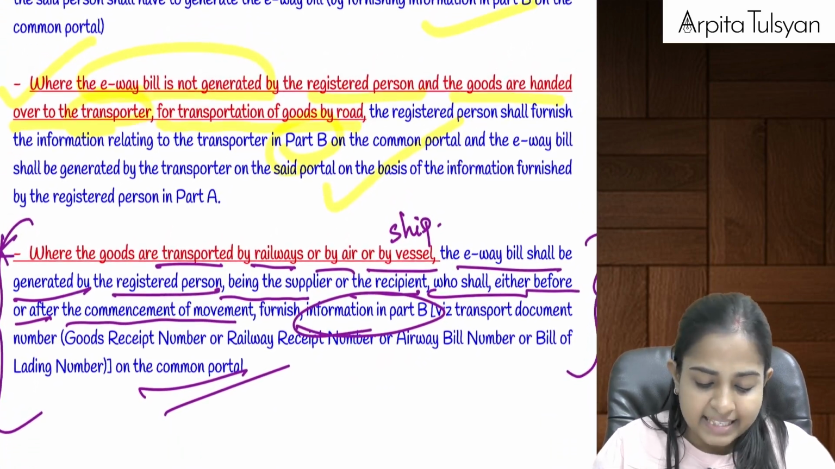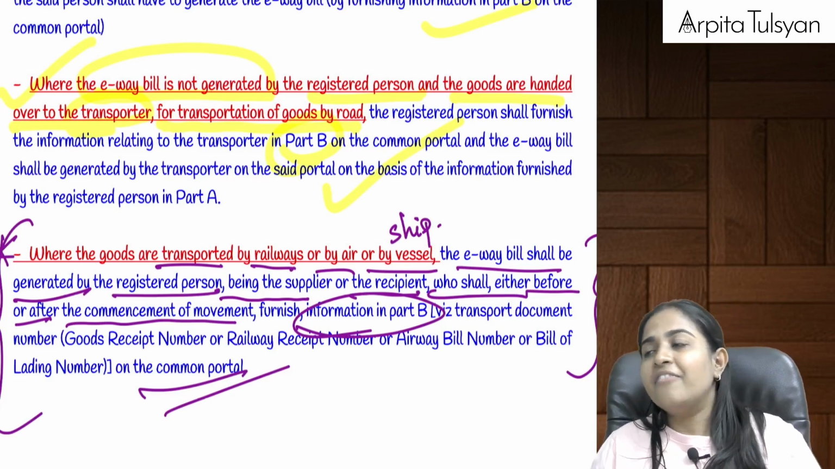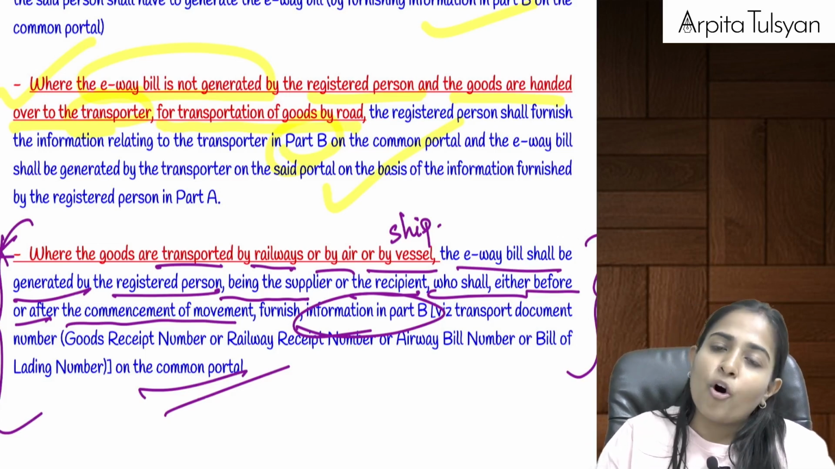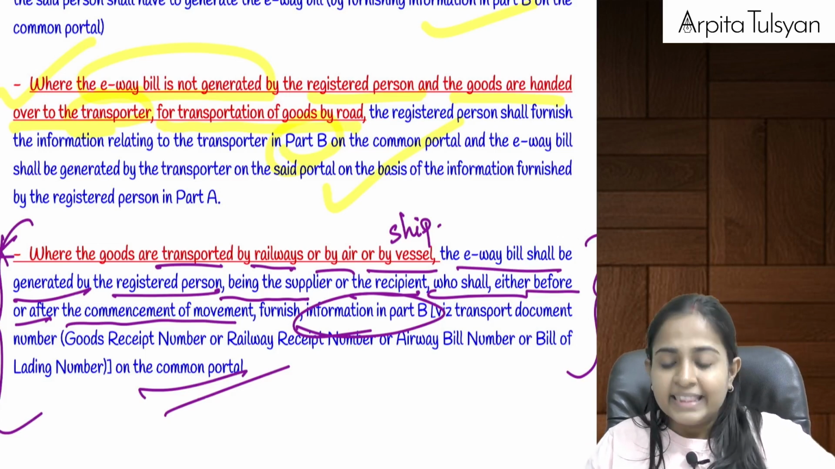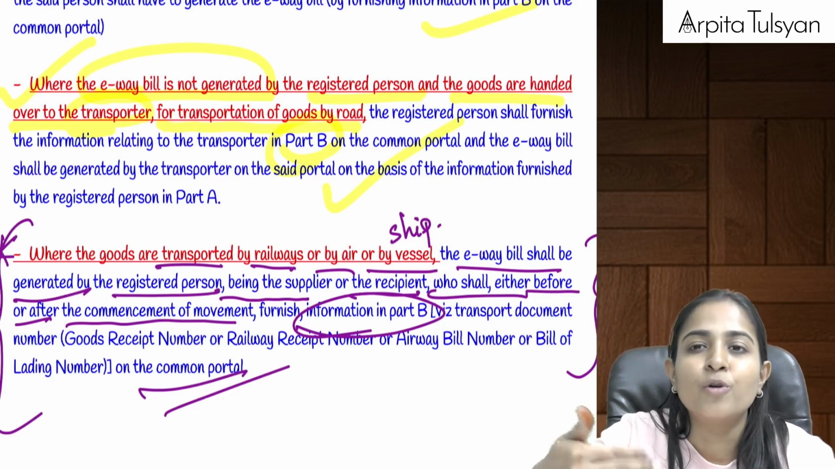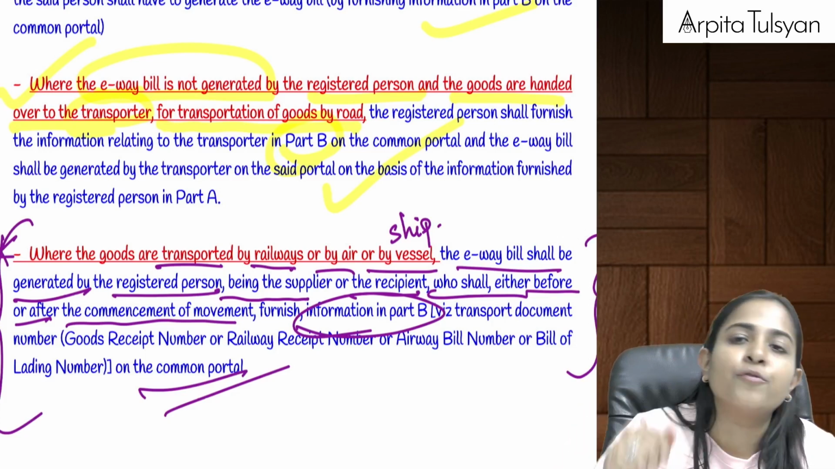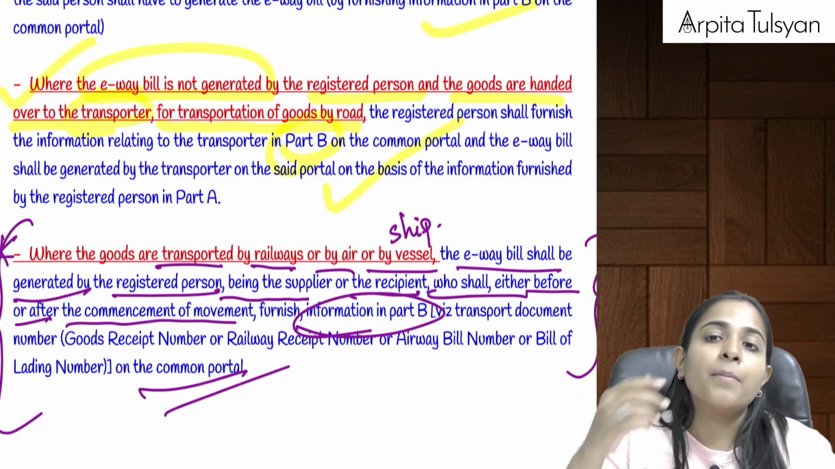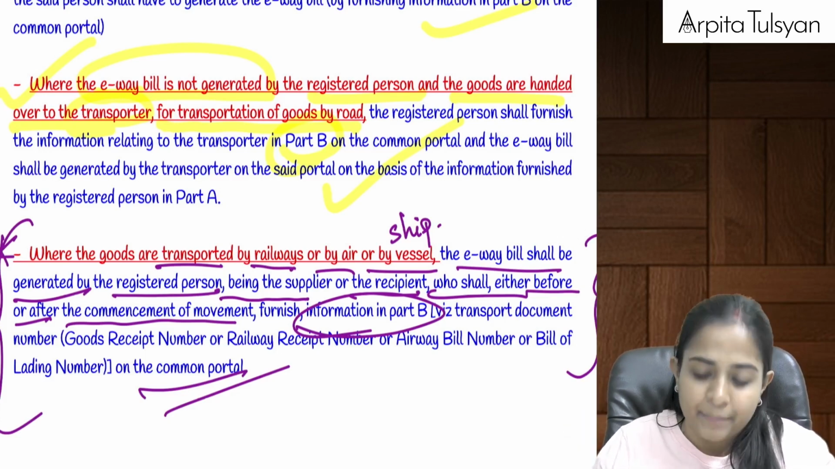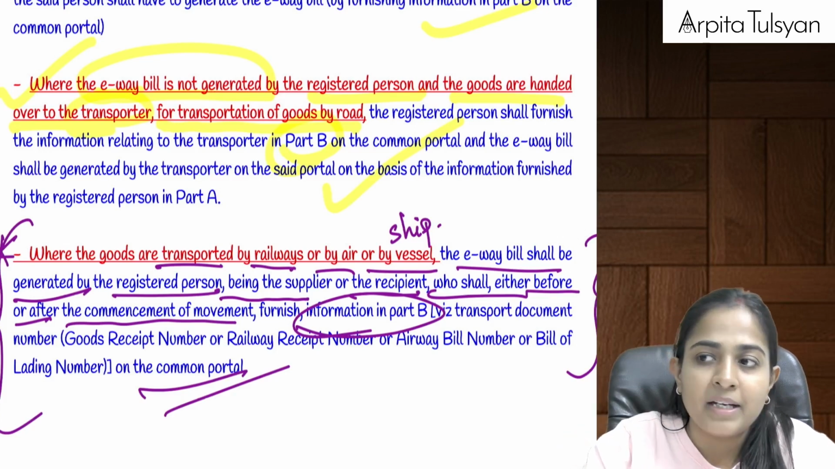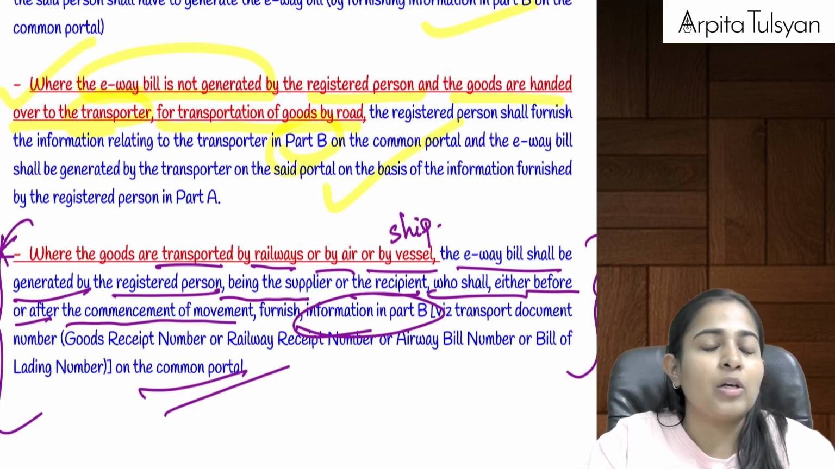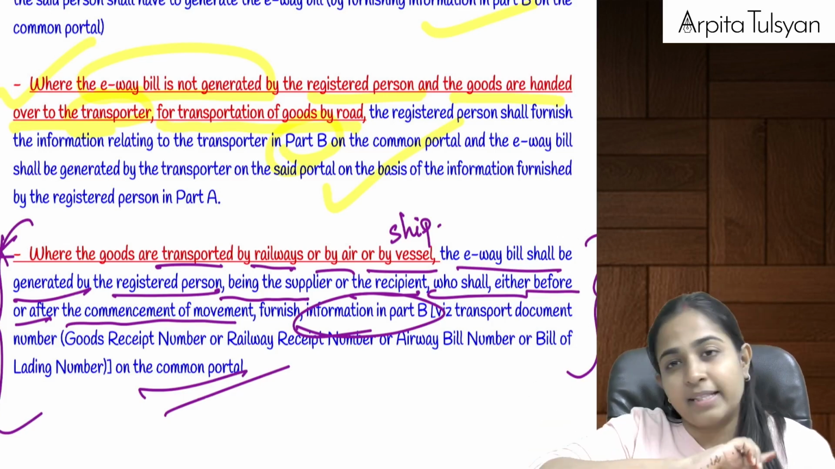Acha, now there is an exception here. Just try to understand. Whenever you are transporting goods by railway or by airways or by water, that is by way of ship, normally e-way bill is to be generated before the movement of goods starts. Before the movement of goods start, the e-way bill should be generated. But here there is an exception in case of railways, air and ship. In this case, e-way bill can be generated, first of all, not by the transporter. Part B will not be filled by the transporter. It will be filled either by the consignor or the consignee.